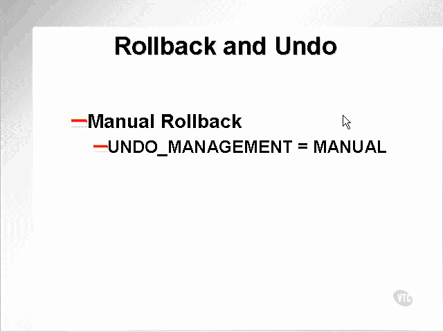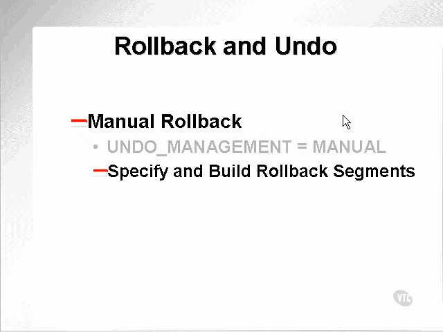Automated undo is introduced in later versions of Oracle. Traditionally, manual rollback is difficult to tune. In order to use manual rollback, you have to set the undo management parameter to manual. You have to specify and build individual rollback segments. It is a good idea if those rollback segments are all consistent.